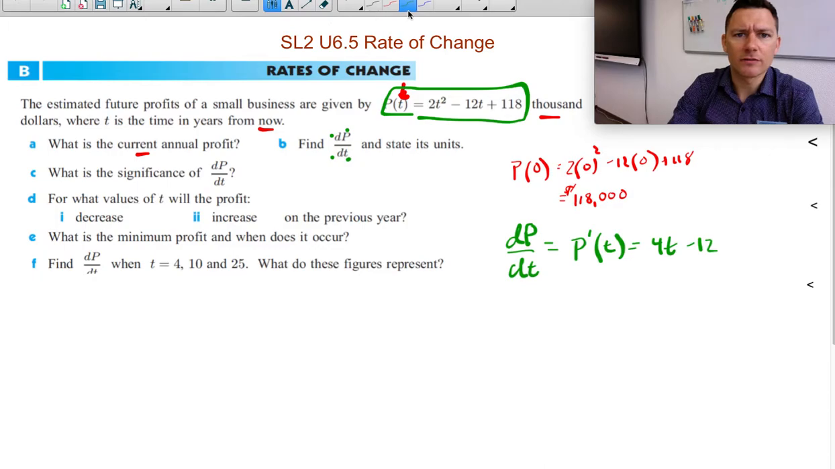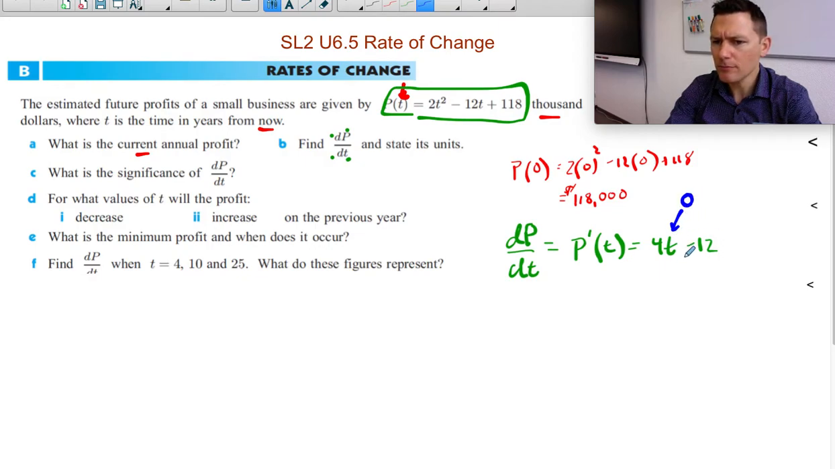Then they said, what's the significance of dP/dt? This is how your profit is changing based on the number of years that go by, right? And you can look into it and say, hey, I know at 0 we would be at 4 times 0, so we'd have negative change in profit. We'd be going downhill in our profit until a certain amount, you'd be negative. So the significance is it's the change in profit over time.